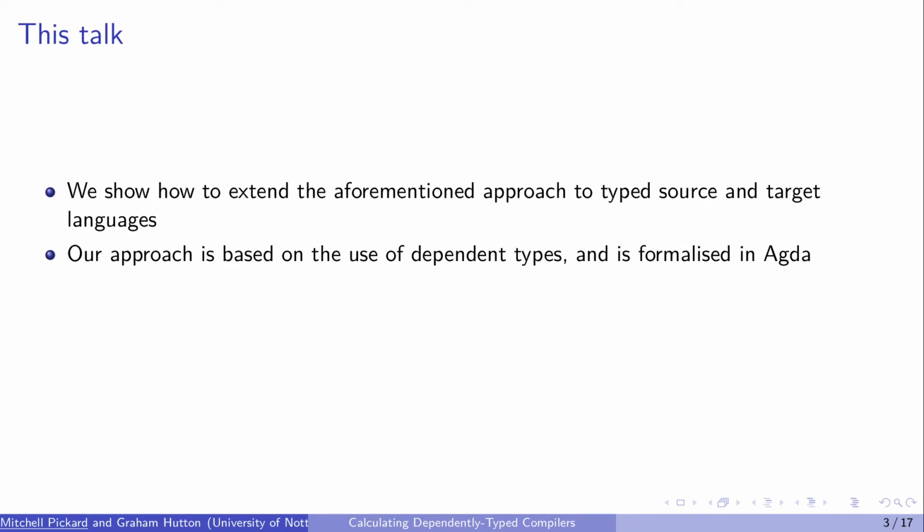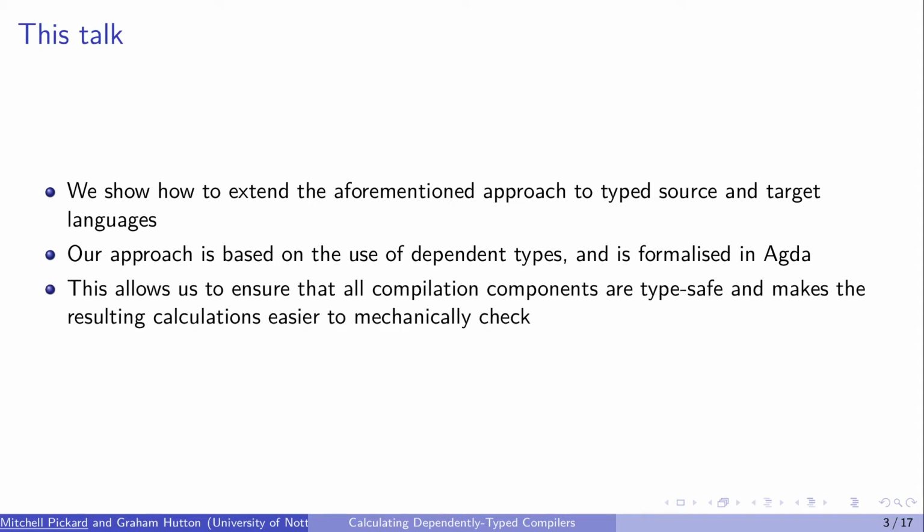Our approach is based on the use of dependent types and is completely formalized in Agda, whereas the previous work is done in Haskell. The use of dependent types allows us to make sure that everything is completely type safe. So the compiler and the abstract machine are all type safe, which makes the resulting calculations a lot easier to mechanically check.